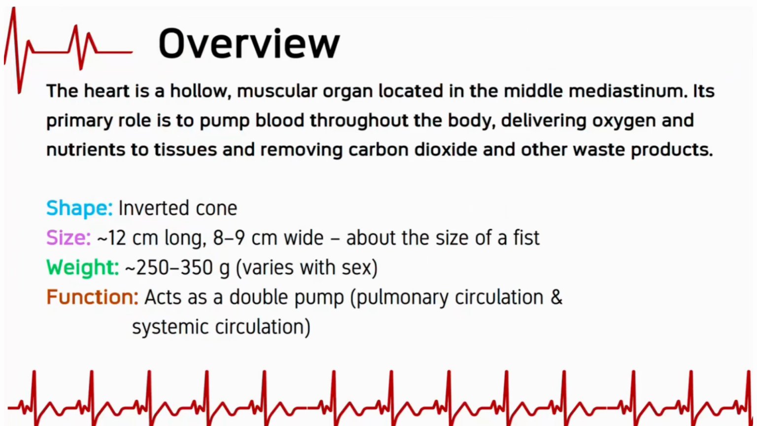If somebody asks you how to define the heart, you should be able to say that the heart is a hollow muscular organ located in the middle mediastinum. Its primary role is to pump blood throughout the body and deliver oxygen and nutrients to tissues and remove carbon dioxide. In terms of the shape, it is shaped like an inverted cone, and it's about the size of a fist. So about 12 centimeters long by 8 to 9 centimeters wide. And it weighs around 250 to 350 grams, varying with sex. And it functions to act as a double pump for the pulmonary circulation and the systemic circulation.